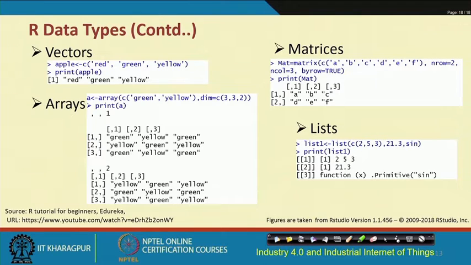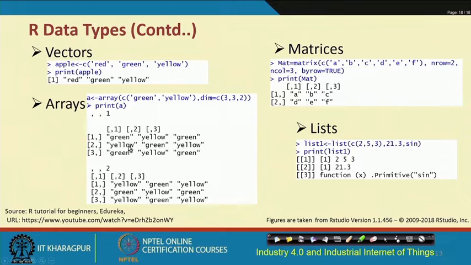And then you have matrices. A matrix can be defined in this manner. So, mat equal to matrix, then you define this particular matrix. Here you are saying that the number of rows is going to be 2, number of columns equal to 3, and byrow TRUE. That means you are going to build this matrix by row. This matrix will have 2 rows and 3 columns like this, and if you print this matrix, you get A, B, C, D, E, F like this.